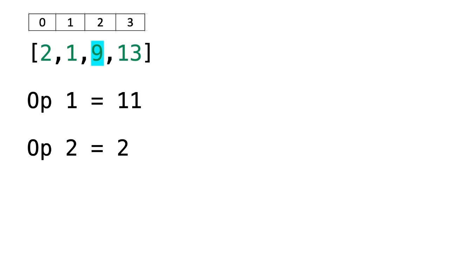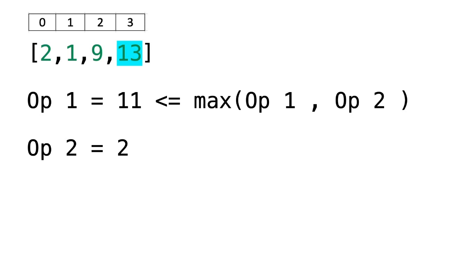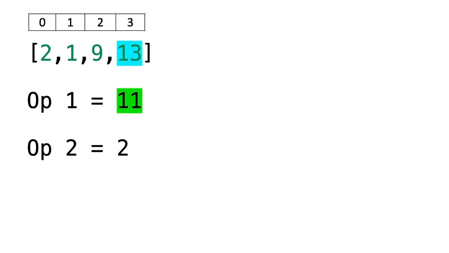Now we will iterate to the next element, which is 13. 13 is at an odd index position, which is 3. So we will reverse the steps. We will assign option 1 as the maximum of option 1 and option 2. So out of 11 and 2, the maximum element is 11. So we are assigning option 1 as 11. Next, we will assign option 2 as the sum of option 2 plus the index element, which is 13. So 2 plus 13 makes 15. So we will assign 15 to option 2.